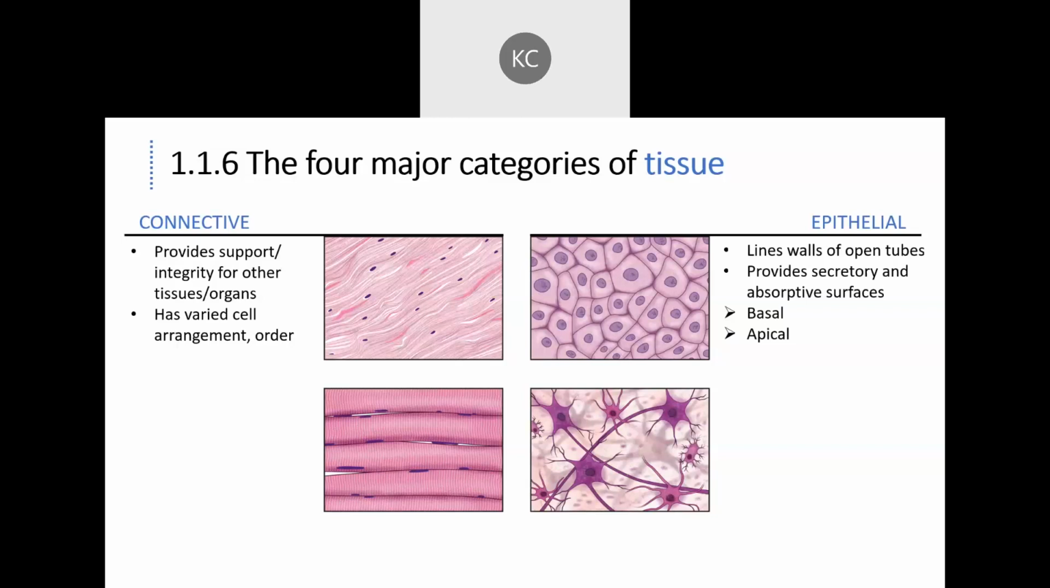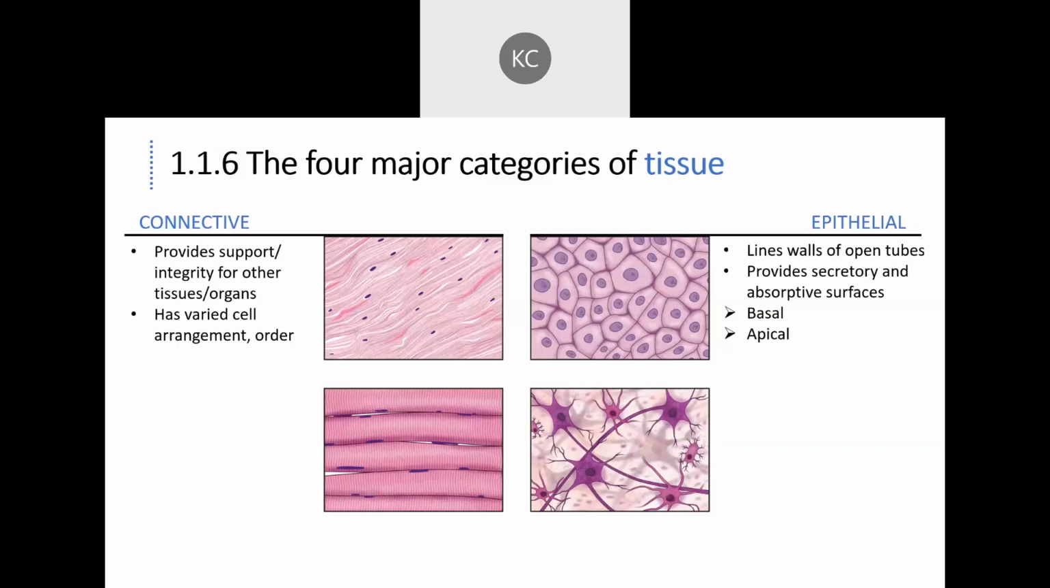Now, our epithelial tissues are also polar. They're polarized, meaning they have a directionality to them. There is a top to an epithelial tissue, and there is a bottom to an epithelial tissue. The top we're going to call the apical side. The bottom we're going to call the basal side.